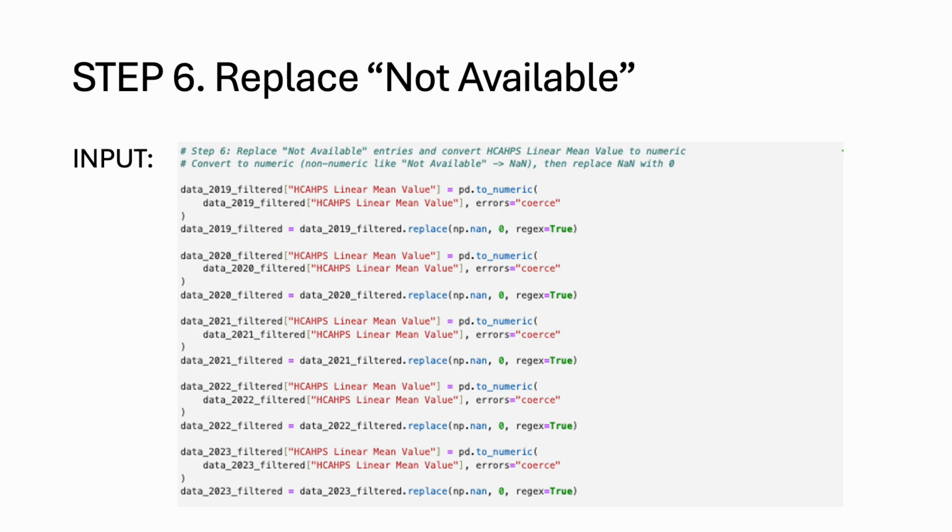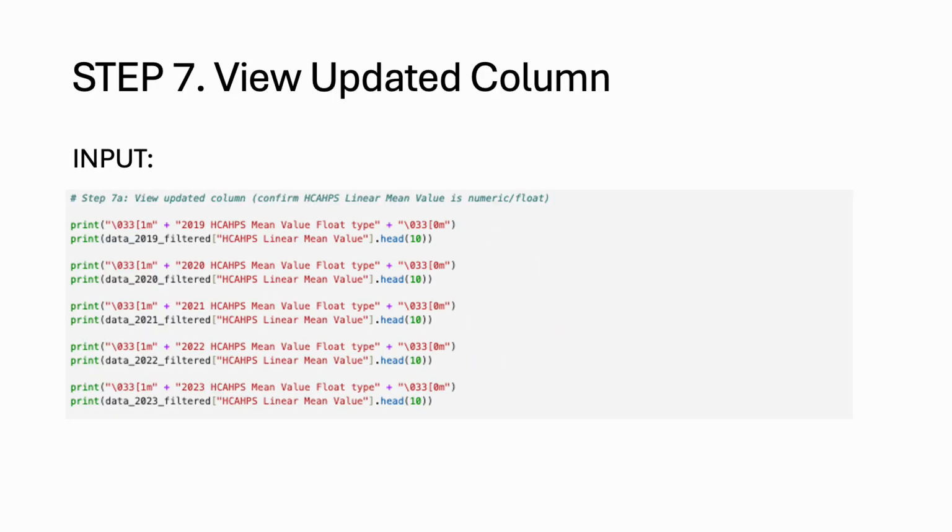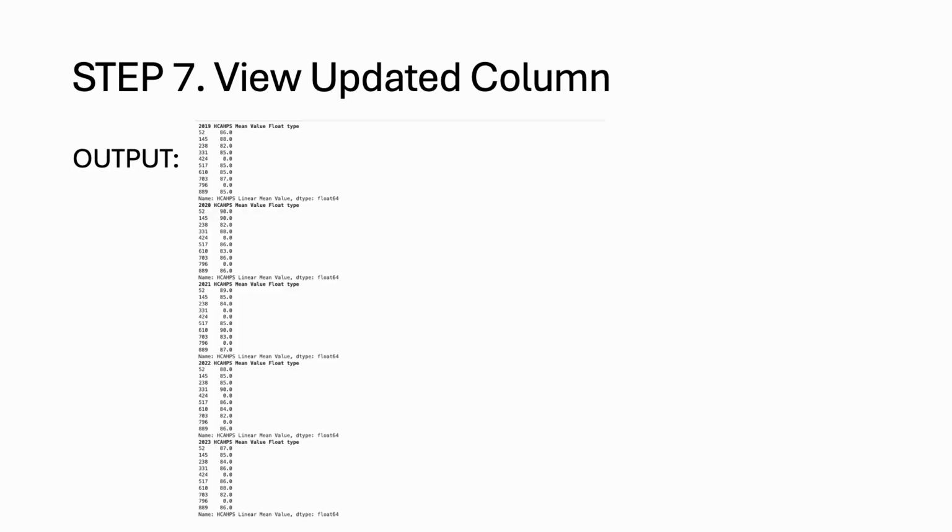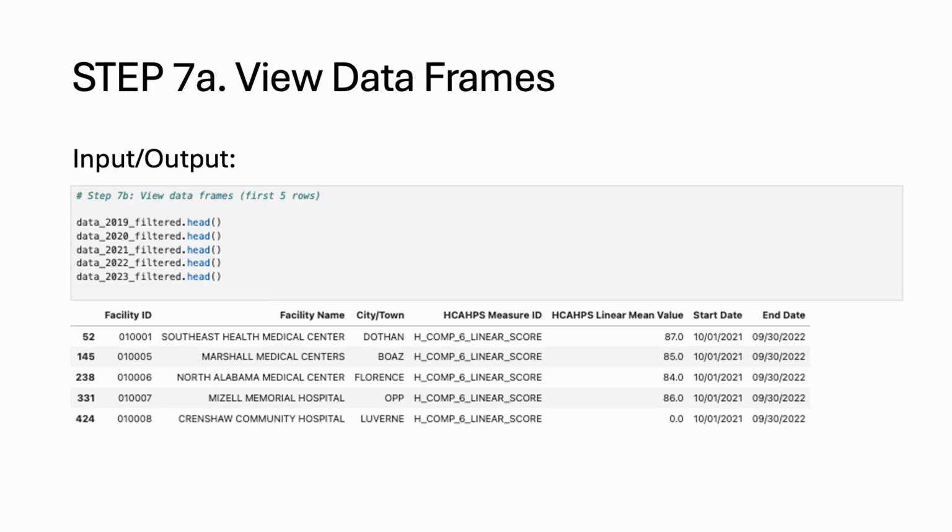So this is our input. And we're going to run this to see the updated columns now. So this is our output. It confirms that the satisfaction column is numeric now, so I can proceed with calculating means and variability. We are going to do one last sanity check: correct columns, expected measure ID, and no obvious structural issues.